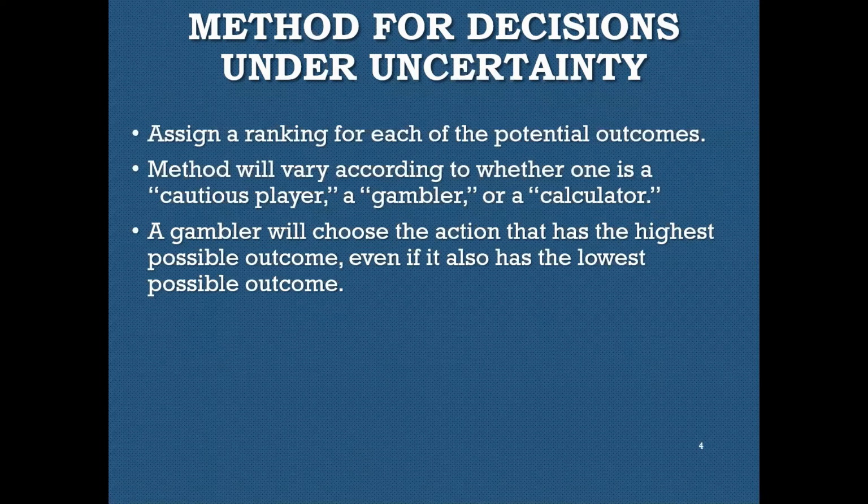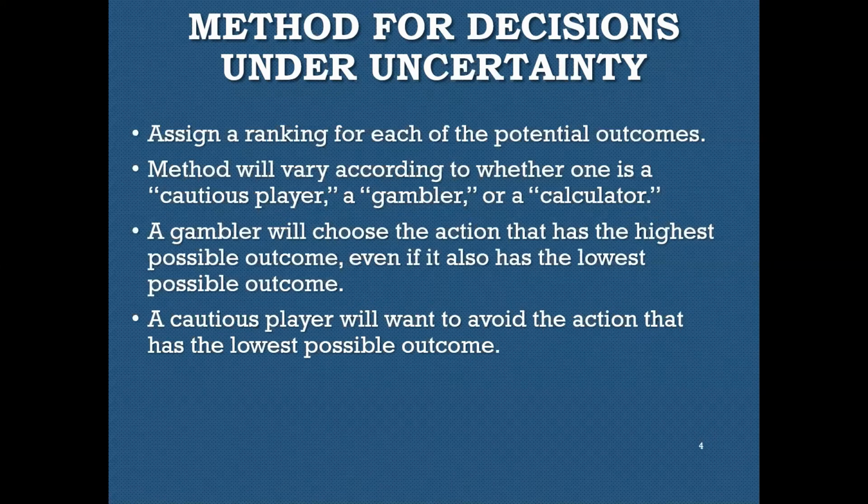Now recall, we warned against this in a sense when you were doing decisions under risk, because you don't always want to go for the greatest outcome, especially when your probabilities are known. But when probabilities aren't known, so you just have no idea which way things are going to go, you can use this method of decisions under uncertainty. Now, again, a cautious player is going to want to avoid whatever action it is that might have the lowest possible outcome of utility. So you might say they want to maximize the minimum, right? You want to avoid the worst case scenario.